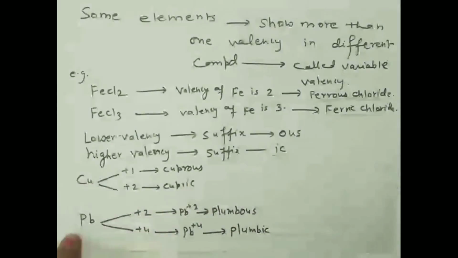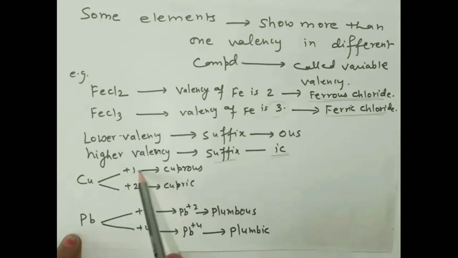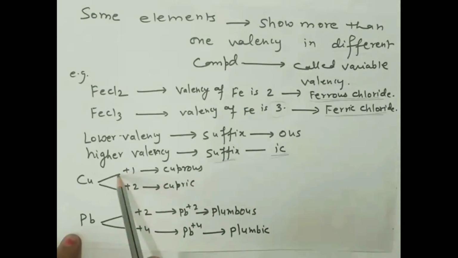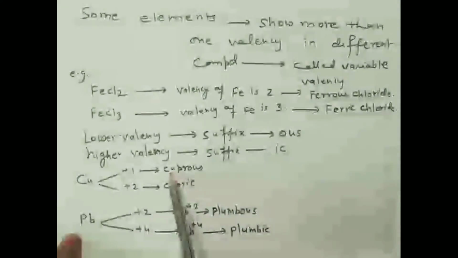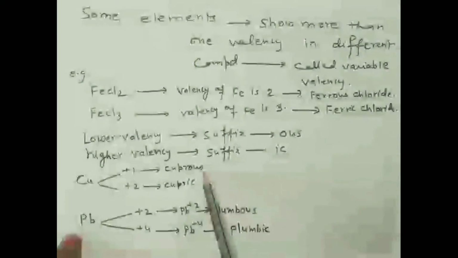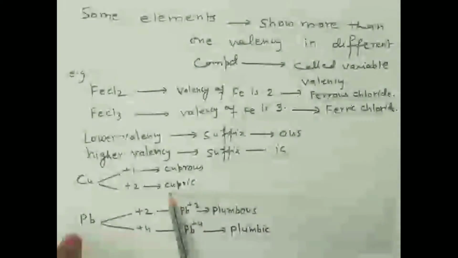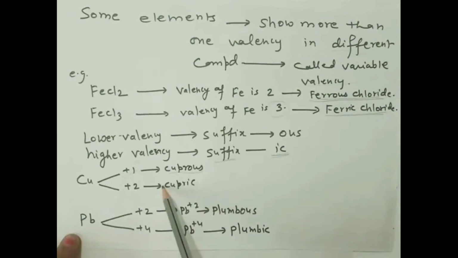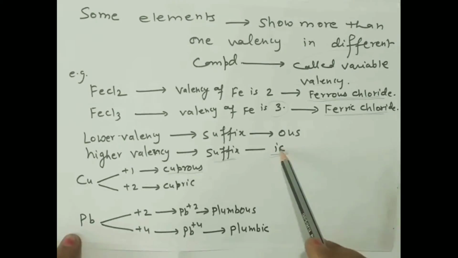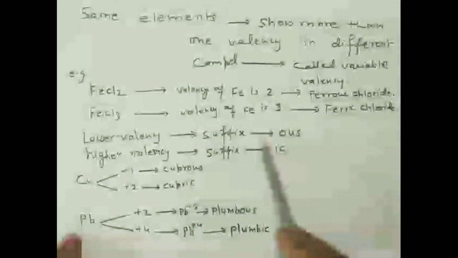For example, copper also shows variable valency. In some compounds its valency is 1. When copper has valency plus 1, it is named cuprous oxide, cuprous chloride. And if copper has valency plus 2, then it is called cupric. So the higher valency always takes the suffix -ic and the lower valency always takes the suffix -ous.